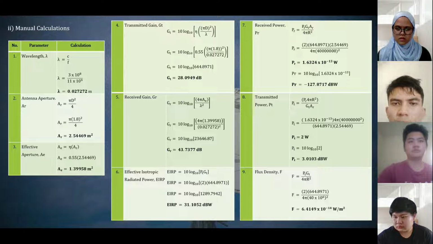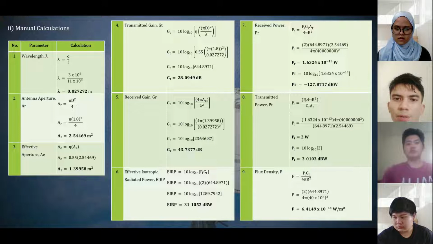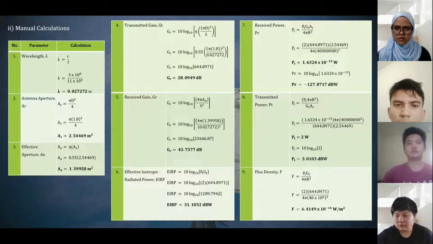The difference is in the receiver gain, which is around 5 point something different from the experiment value. I think it is because of the wavelength used, or the antenna aperture obtained, so it is slightly different. The EIRP is also the same, the received power is also the same, the transmitter power is also the same, and the same goes for the flux density. So next slide.